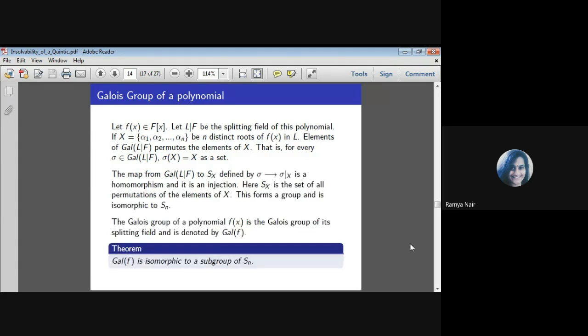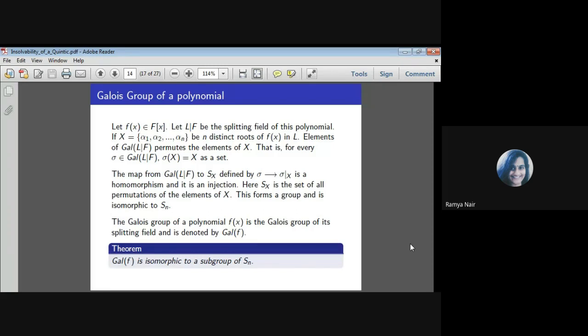So the map is, you have an element of the Galois group and that goes to sigma restricted to x. Now what does that notation mean? Suppose you have two roots, alpha 1 and alpha 2. And what your Galois group does is just permute those roots. So suppose your sigma is an element such that it sends alpha 1 to alpha 2.